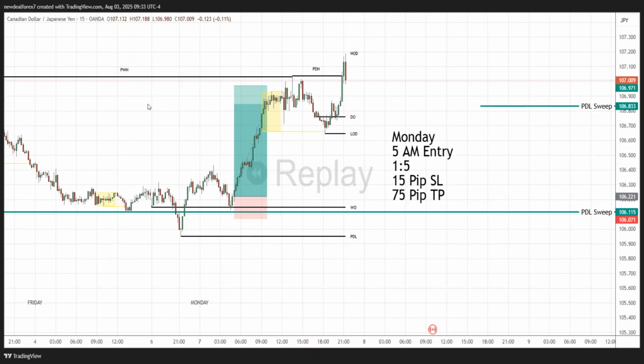This was Monday. Monday gave a good entry around 5 a.m. right here. Obviously, you could have got in back here as well, but I don't really try to trade Asia. So this is the best entry more or less right here, where price went near the prior day low and then just did a straight rise.